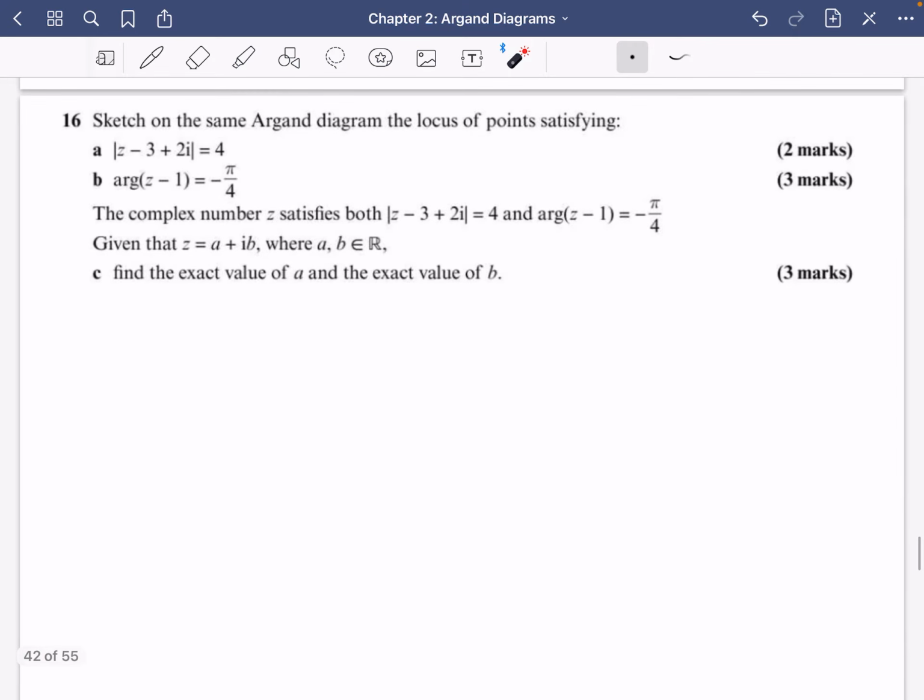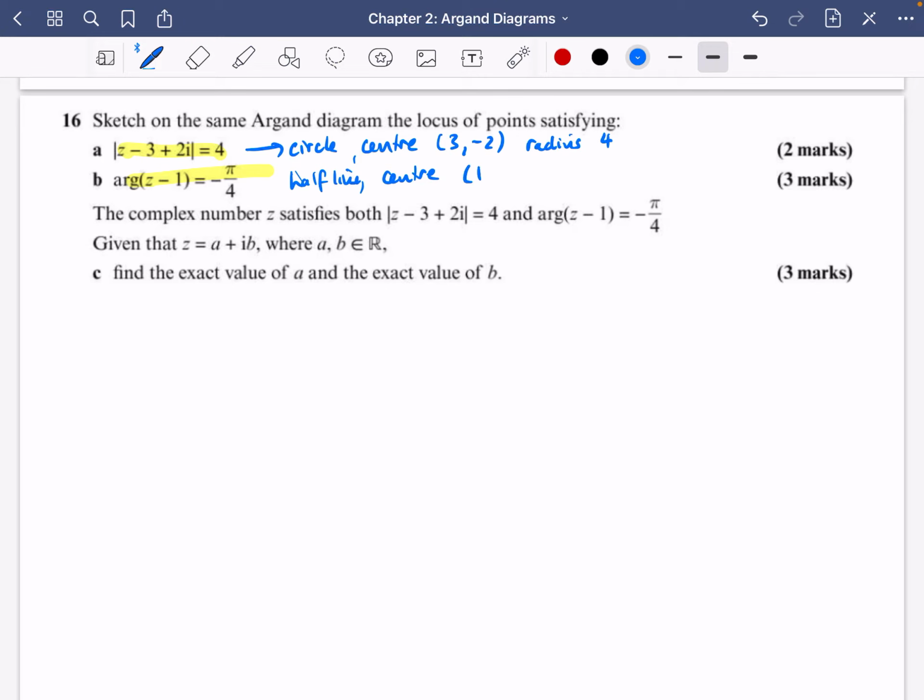Okay, question 16. We are going to sketch these two things, and then we are going to find out the complex number that satisfies both of them. In other words, where do they cross over? So we've got a circle. The center of this circle is 3 minus 2, and the radius is 4. This one is going to be a half line. The center of the half line is going to be coming from 1, 0, and the angle is minus pi over 4 or minus 45 degrees. So I'm going to draw a nice sketch for this.